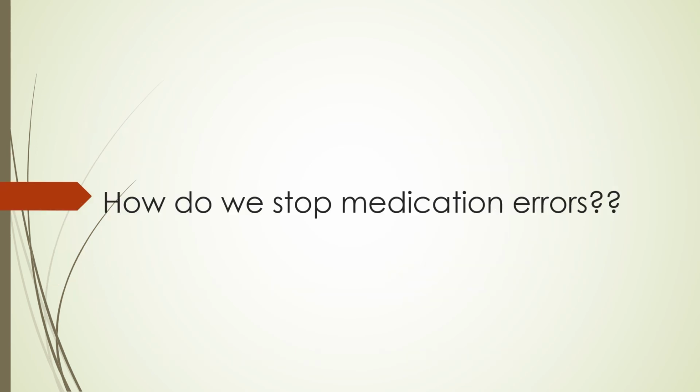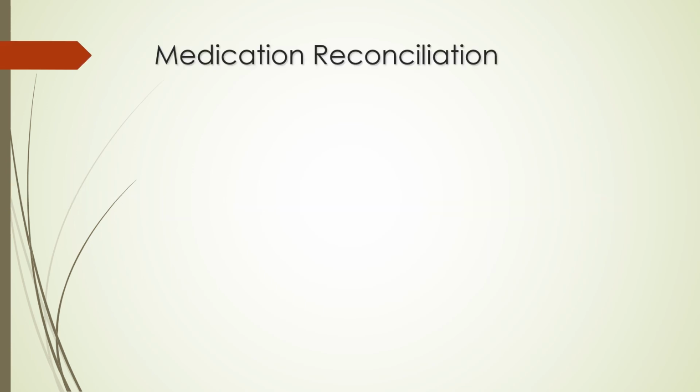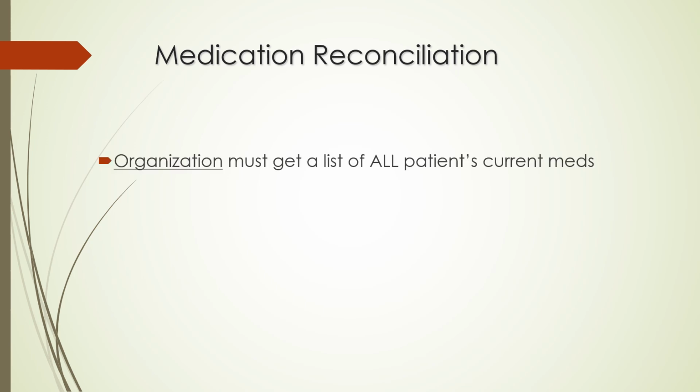Okay, so how do we actually stop these errors from happening if there are so many ways that they can occur? One of the first things we can do to help prevent medication errors is doing medication reconciliation. This is where we organize and list all of the patient's current medications, doses, and last times taken. This includes over-the-counter and herbal medications, as well as alcohol and recreational drug use. We do this upon admission, transfer, and discharge.